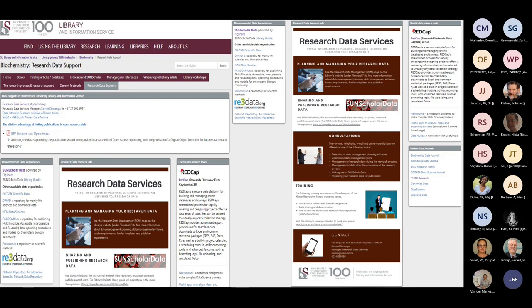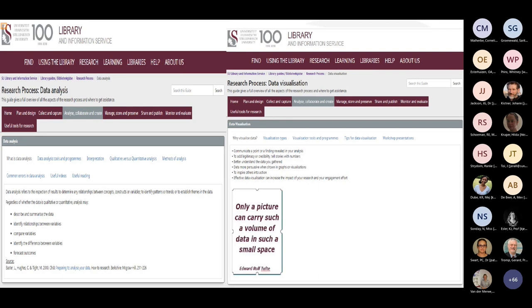There's also a libguide on the research process, which includes some information about data analysis and data visualization. In the future, there will also be a dedicated libguide specifically for research data management as well, with much more detail than what I've just discussed right now.